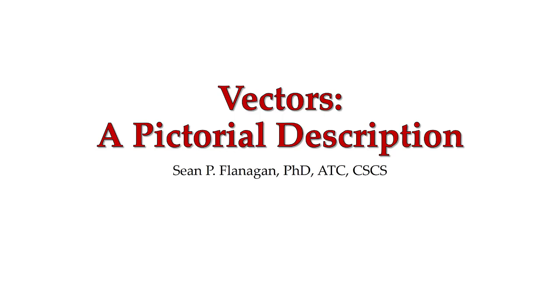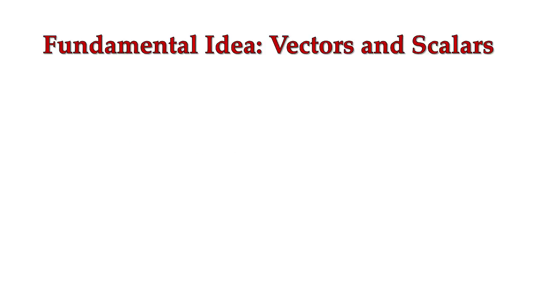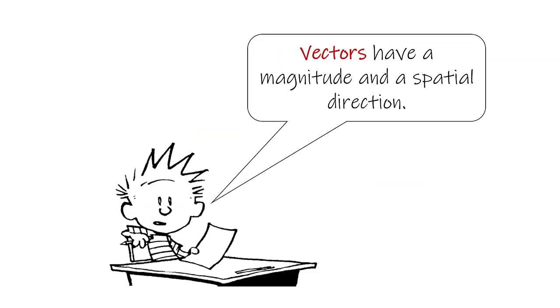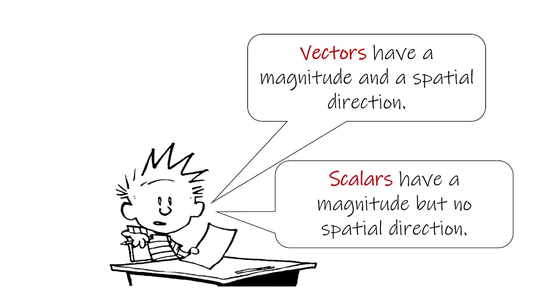In this module, I'm going to introduce you to the idea of vectors. As a fundamental idea, we have to distinguish between a vector and a scalar. A vector is going to be a quantity that has magnitude and a spatial direction, while scalars are going to have a magnitude but no spatial direction.